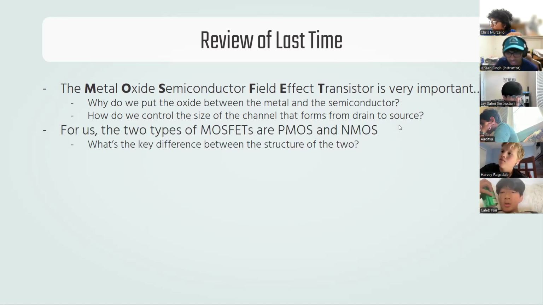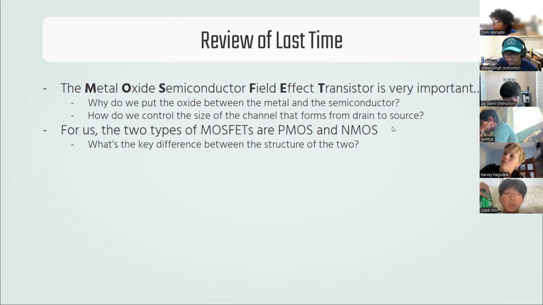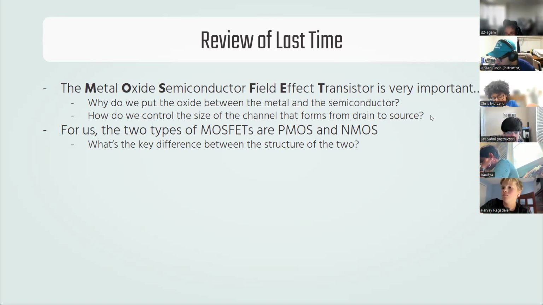So for us, there's two types of MOSFETs of interest. Okay, there's a PMOS and an NMOS. What's the key difference in their structure? In NMOS, there's N type on the two corners, and then the rest is P type. And in PMOS, it's P type on the top left and right, and then the rest is N type. Yes. Yep, exactly. So that's true as well, Cyril.